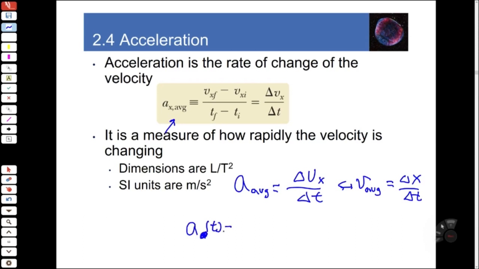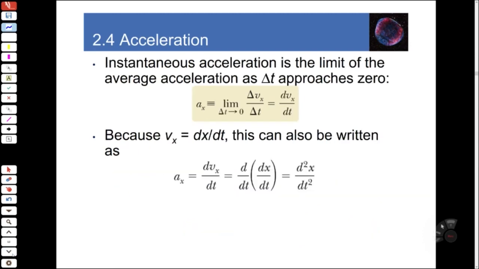At any time t, it is the limit as delta t goes to 0 of delta v_x over delta t, so it is dv_x over dt. So it is the same procedure as defining the average velocity and the instantaneous velocity. Okay, so that is the definition of instantaneous velocity.